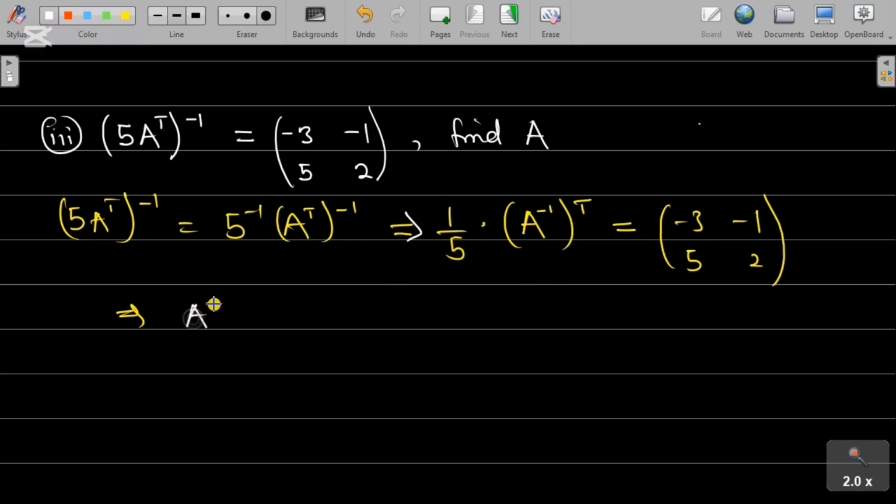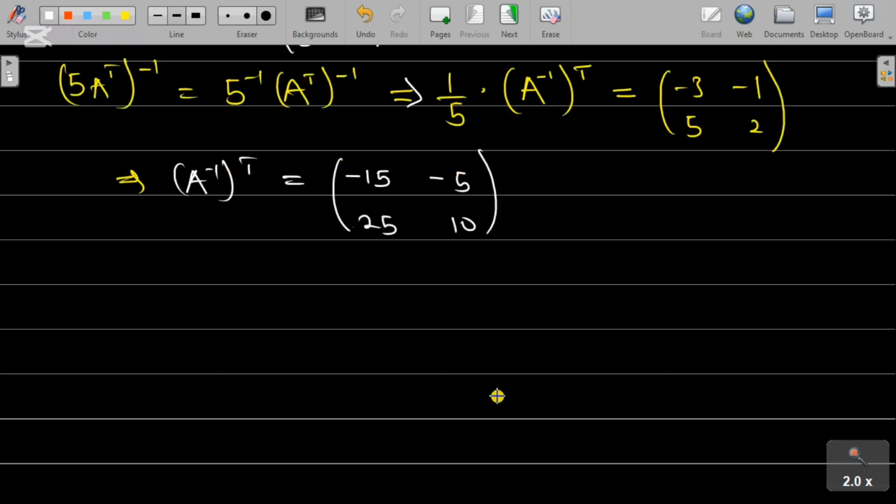So you just have A inverse transpose is equal to, this will now be 1 over, you're multiplying by 5, so it will be 5 times this. We can quickly do that. 5 times minus 3 is minus 15. 5 times minus 1 is minus 5. 5 times 5 is 25. And then 5 times 2 is 10. Okay? So that was how they got that other step.